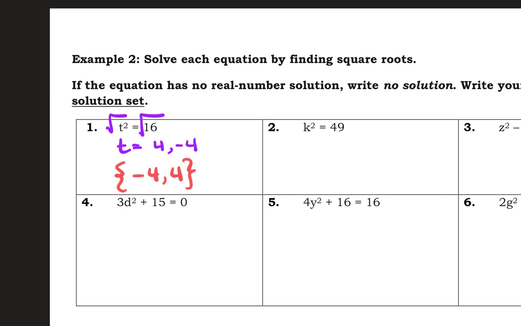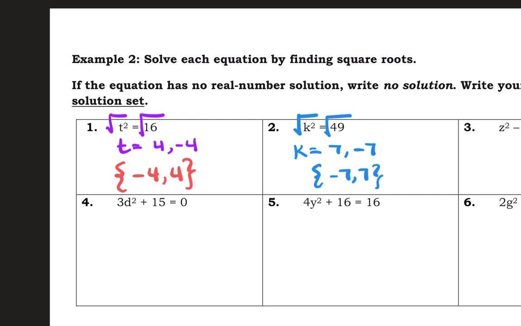Again, it's k squared equals 49. The opposite of squaring is square rooting. So what's the square root of 49? 7. If we have 7, we also have -7, right? So your solution set is -7, 7.